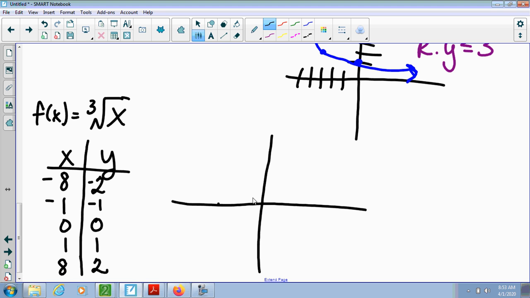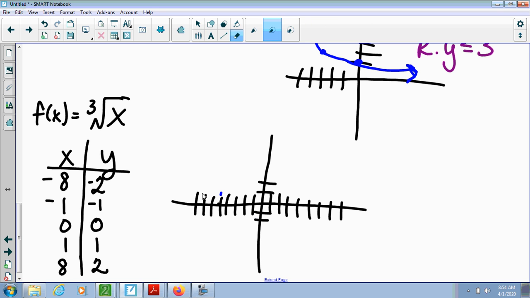See how awful I can draw this. 1, 2, 3, 4, 5, 6, 7, 8. 1, 2, 3, 4, 5, 6, 7, 8. And then 2 high and 2 low. Alright, so I'm going to go -8, -2; -1, -1; 0, 0; 1, 1; and 8, 2.